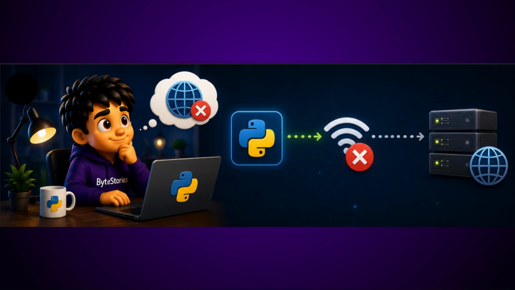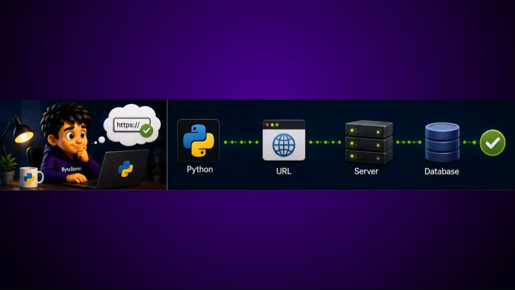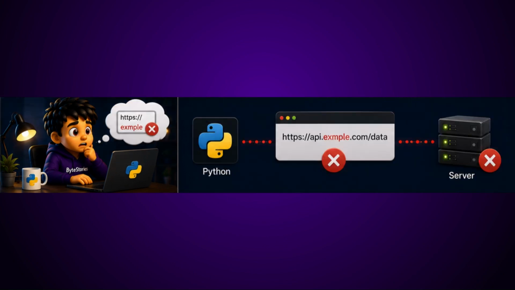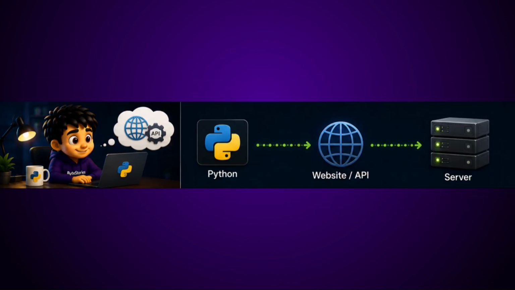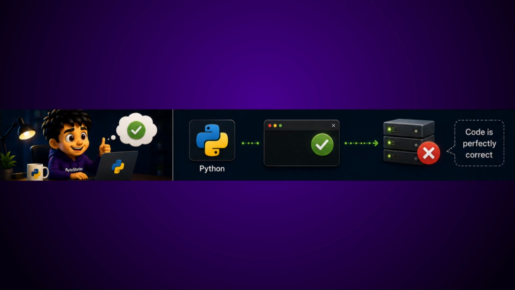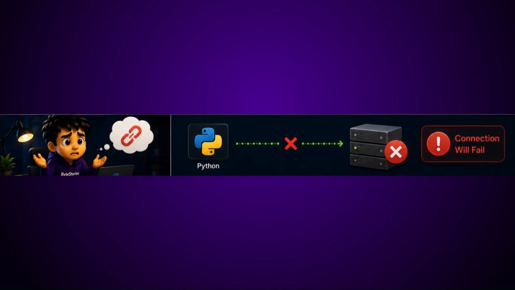One common reason is that the internet connection is unavailable. Another common reason is an incorrect URL. Even a small spelling mistake can prevent the connection from being established. Sometimes the website or API server itself is down. Your code may be perfectly correct, but if the server is unavailable, the connection will fail.